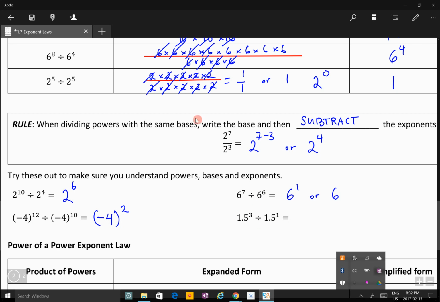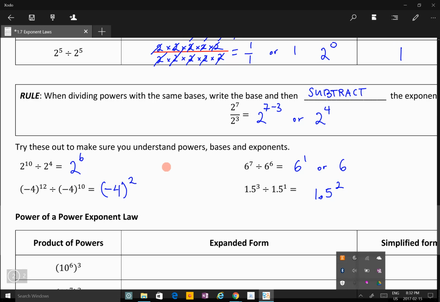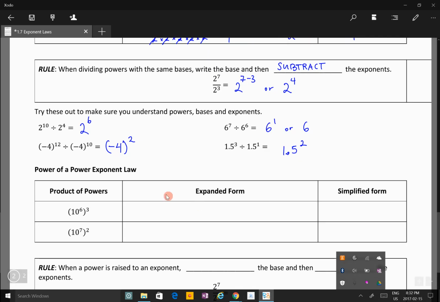And bases could be decimals too, so 1.5 is your base. I'm going to write 1.5. Subtract the exponents, 3 minus 1, which would be 2. Okay, so that's our second law.